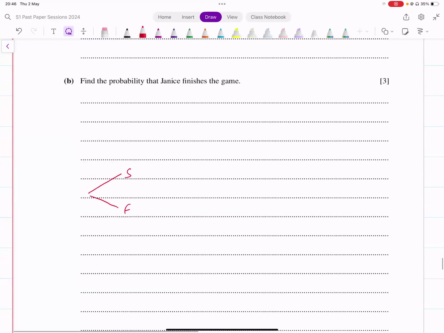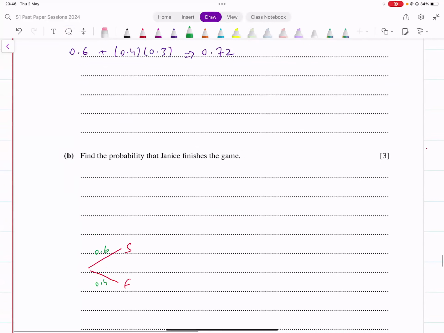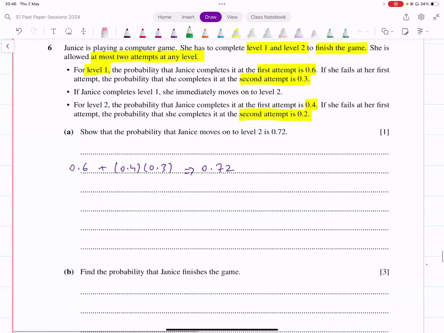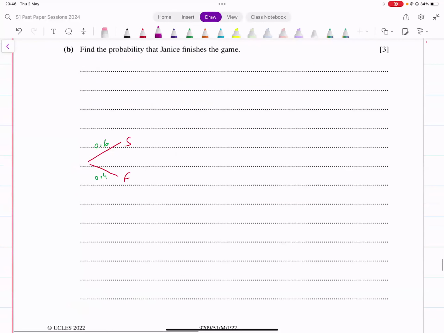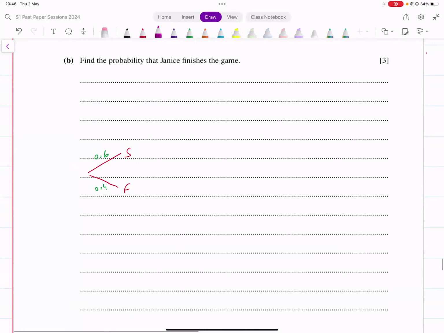Now, the probability of her being successful the first time is 0.6. The probability of failure, therefore, would be 0.4. If she is successful at the first attempt, what happens? She moves on to the second level. And at the second level, she can either be successful or she can fail. We'll talk about what happens afterwards in a moment.